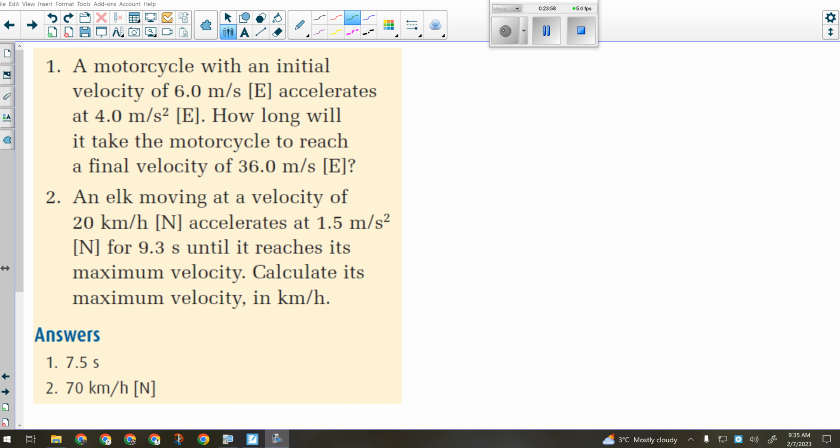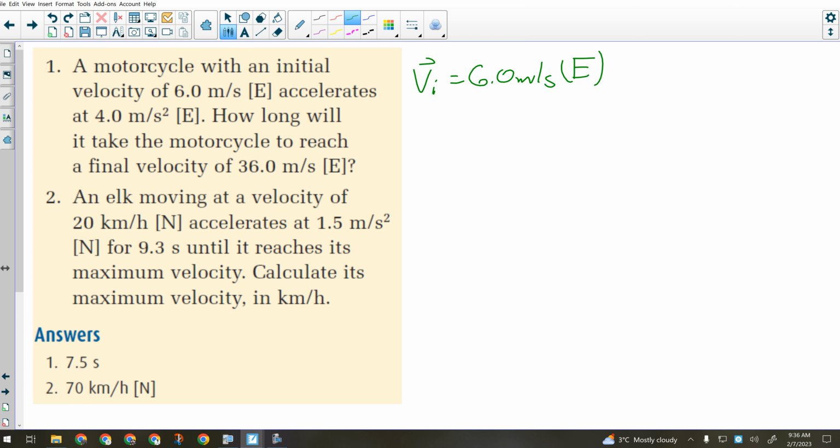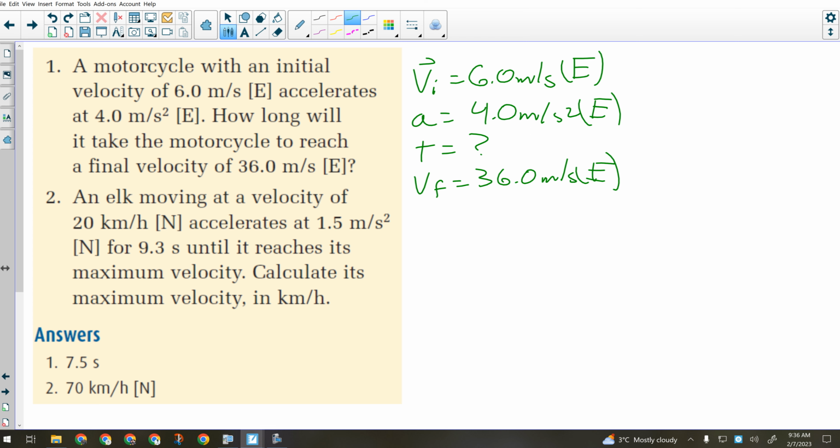So for number 1, we have a motorcycle with an initial velocity of 6 meters per second east. So they told me what VI is. It accelerates at 4 meters per second squared, so that's the acceleration, and it's east. How long will it take, so this is the same as the example we just did, to reach a final velocity of 36 meters per second east?